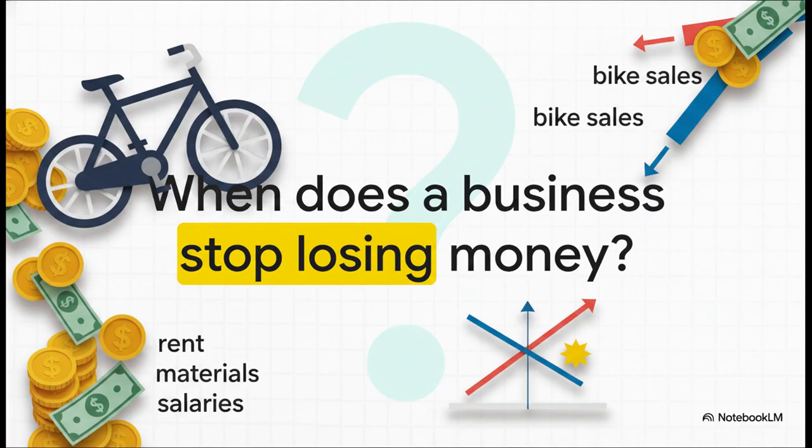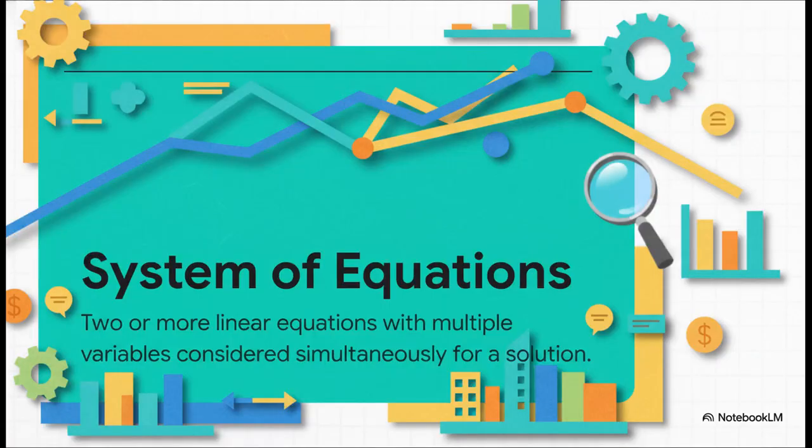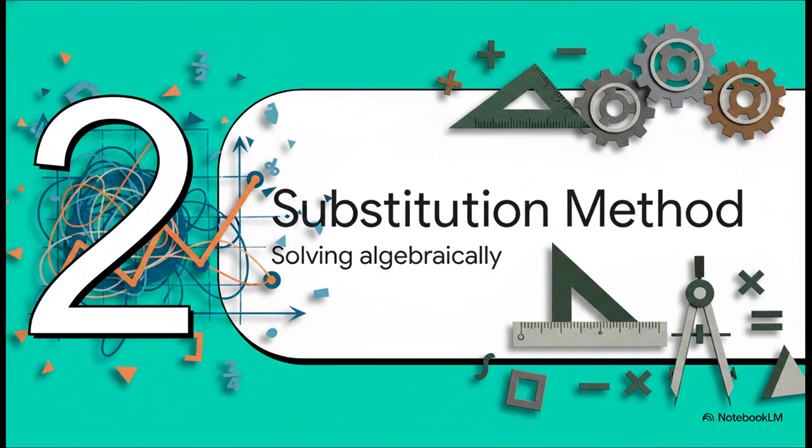A simple guess just isn't going to cut it here. We need a precise tool. And that brings us to that tool, a system of linear equations. This is simply when we look at 2 or more linear equations made up of multiple variables at the exact same time. The ultimate goal? Finding that one perfect numerical sweet spot that satisfies everything at once, that single point of intersection. Which leads us to part 2, the substitution method.